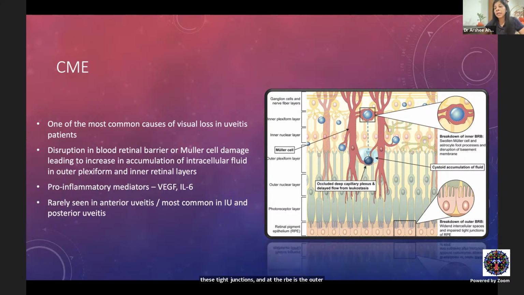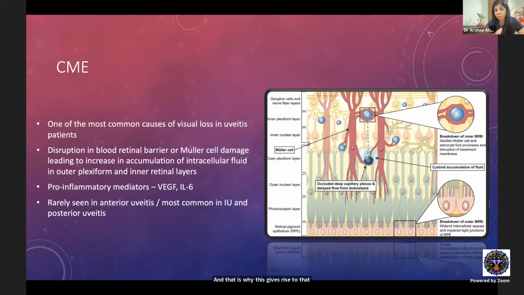So both will work and try to maintain the retinal structure as compact as possible in a state of detergescence, that is, there is no fluid there. But whenever there is a disruption in these barriers, or there is Muller cell damage, now Muller cells are these supportive cells which are running through the retina, any of these processes will lead to accumulation of intracellular fluid. Where is it most likely to happen? In the outer plexiform and the inner nuclear layers. And that is why this gives rise to that cystoid appearance of the macula.